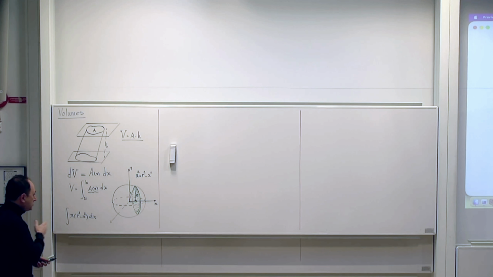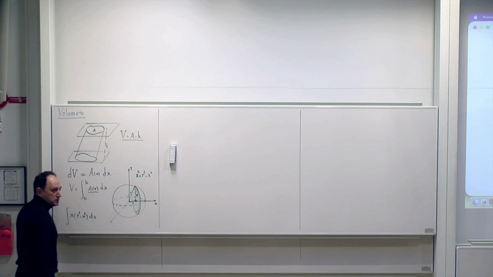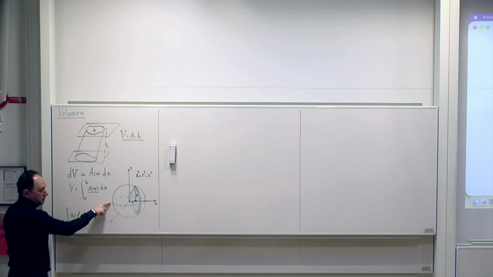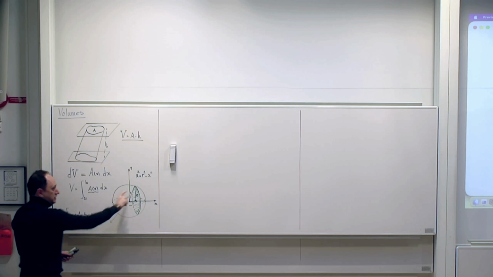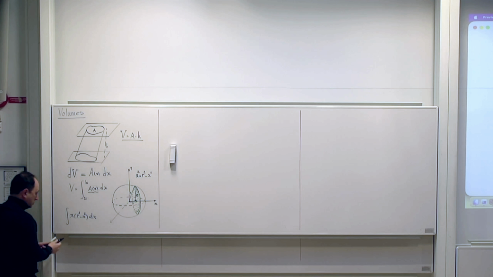But I have to add it up. x changes from where to where? The lowest possible x in this way of cutting is what? Minus little r. Because this is little r, so this is minus r, and I go up to r. So it goes from minus r to r. And this is my volume.